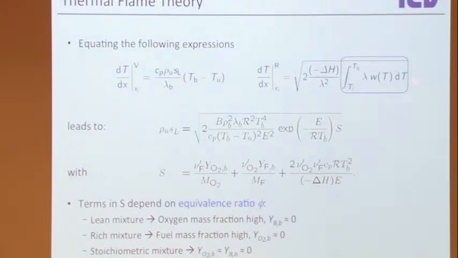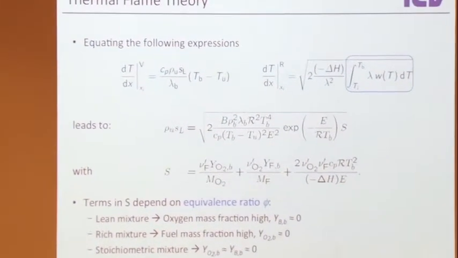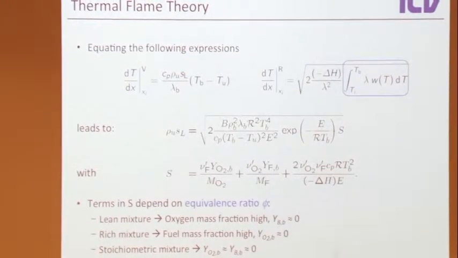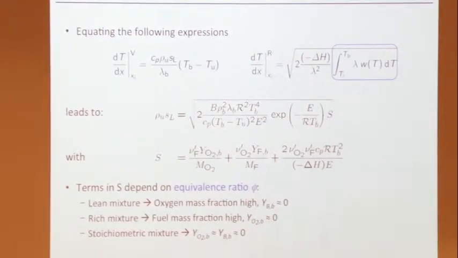region, this is what we have in the reaction zone, and now we can equate these and solve them for SL, and then this is what you get, the square root, which has this exponential function of Tb, and it has this S function, and S here contains the mass fraction of O2, the mass fraction of fuel, and this term here.